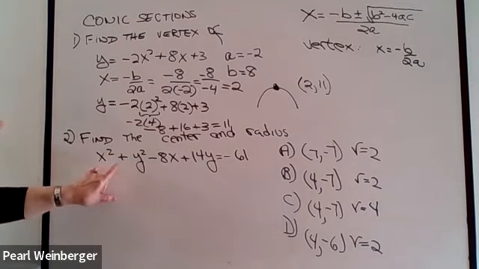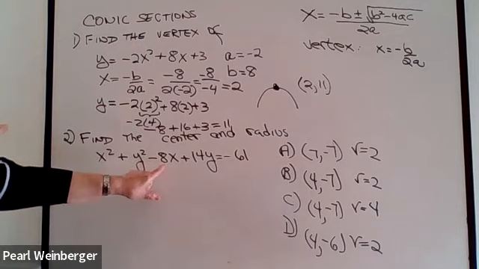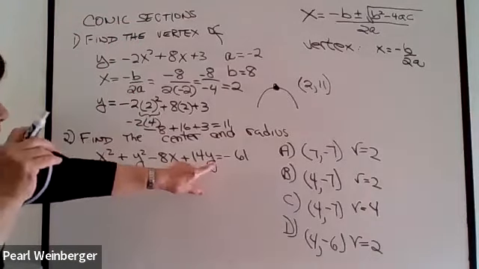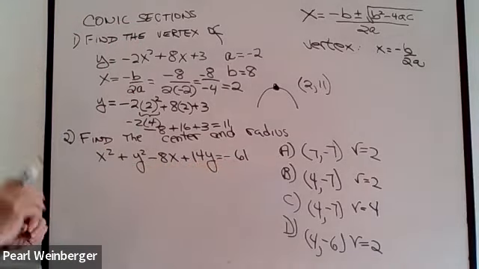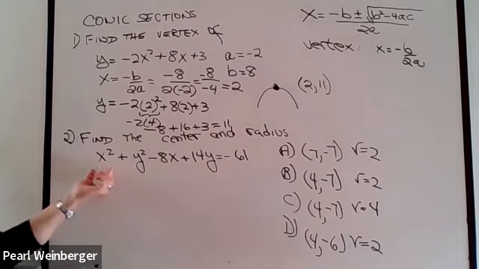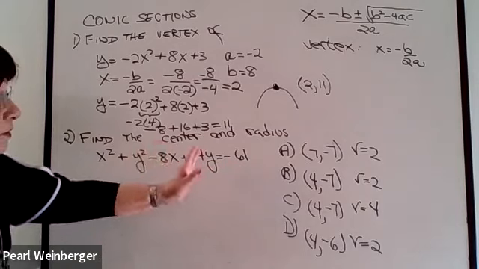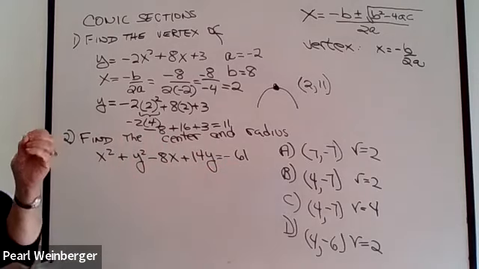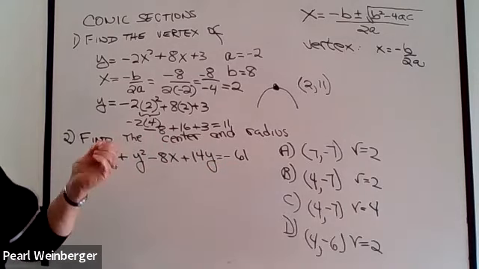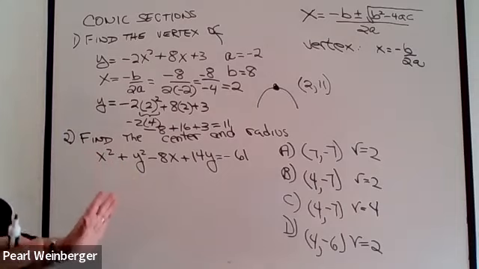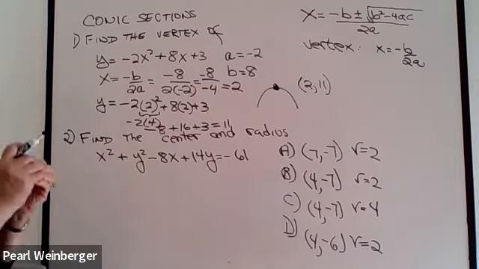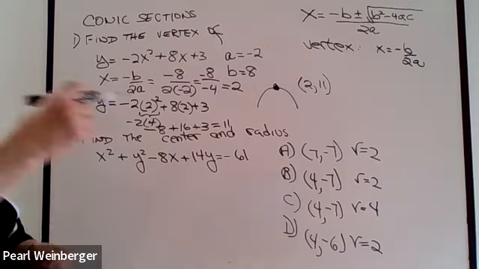Okay, this next equation has x squared plus y squared minus 8x plus 14y equals negative 61. So not only does it have an x squared in it, it also has a y squared. It has other things as well. When I'm talking about the x squared and y squared, those are the highest exponent terms. Those are the ones that determine the shape.